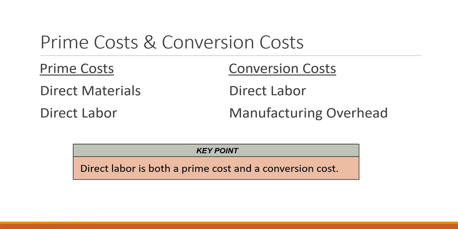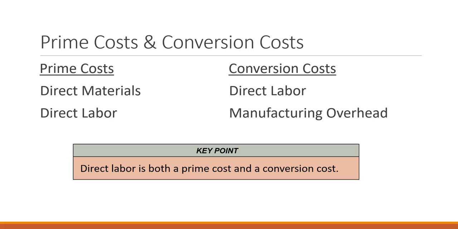There are a lot of different kinds of costs that we're going to talk about when we start looking at manufacturing costs and costs within a management accounting system. The first costs we're going to talk about are prime costs and conversion costs. Prime costs are costs that it costs us for a thing.